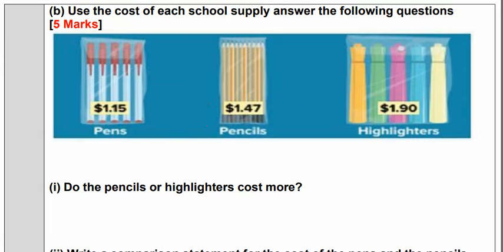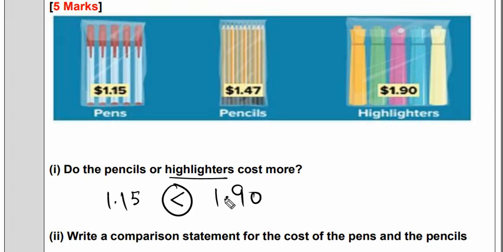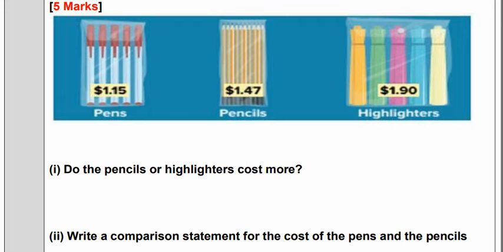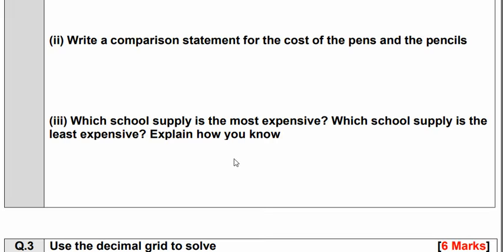Okay, now you can read the question. It is saying, do the pencils or the highlighter cost more? For pencil, how much is it? 1.15. For highlighter, how much is it? 1.90. So which costs more? Highlighter costs more. So 1.15 is less than 1.90. So you will write highlighter costs more. Remember this sign. This is for less, this is for more, and this is for equal. Now pause the video and read these questions, try to answer.